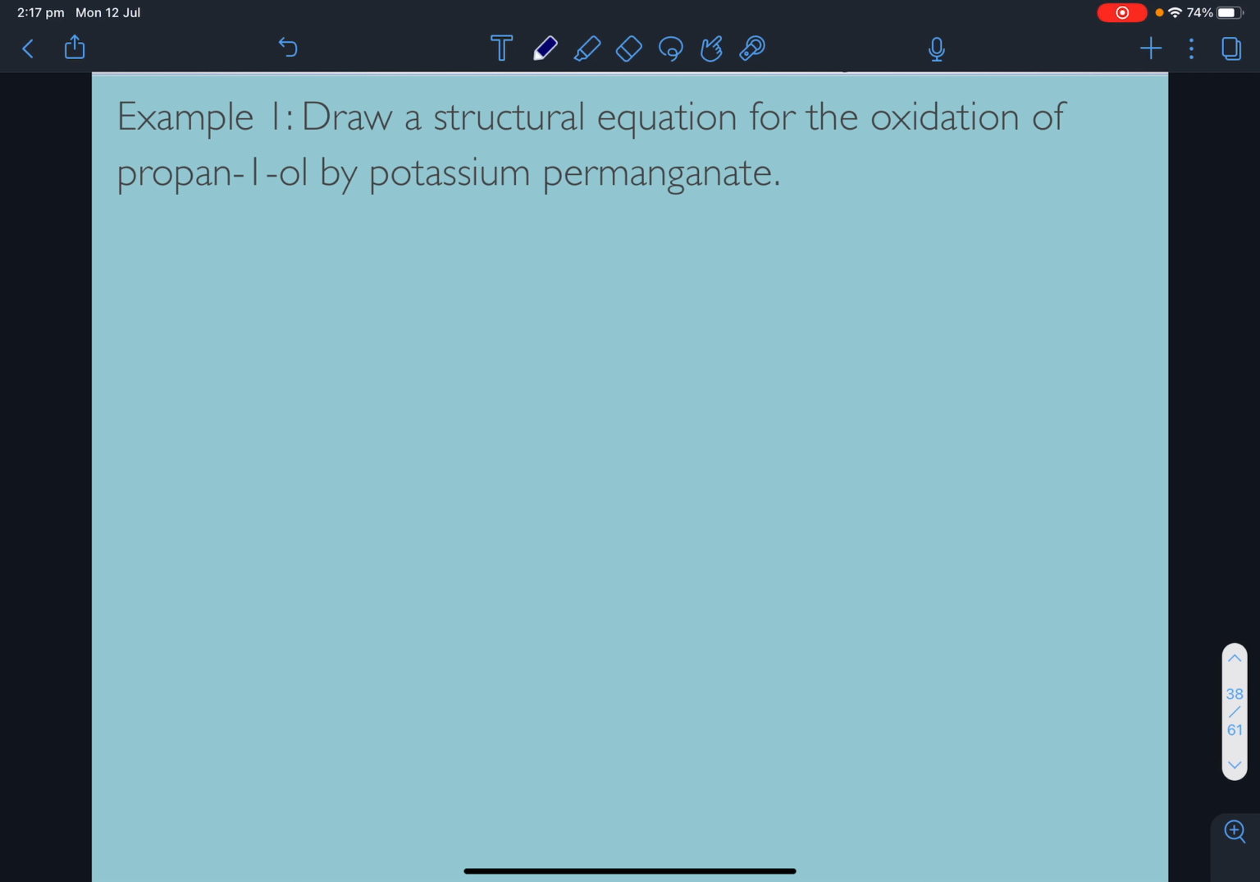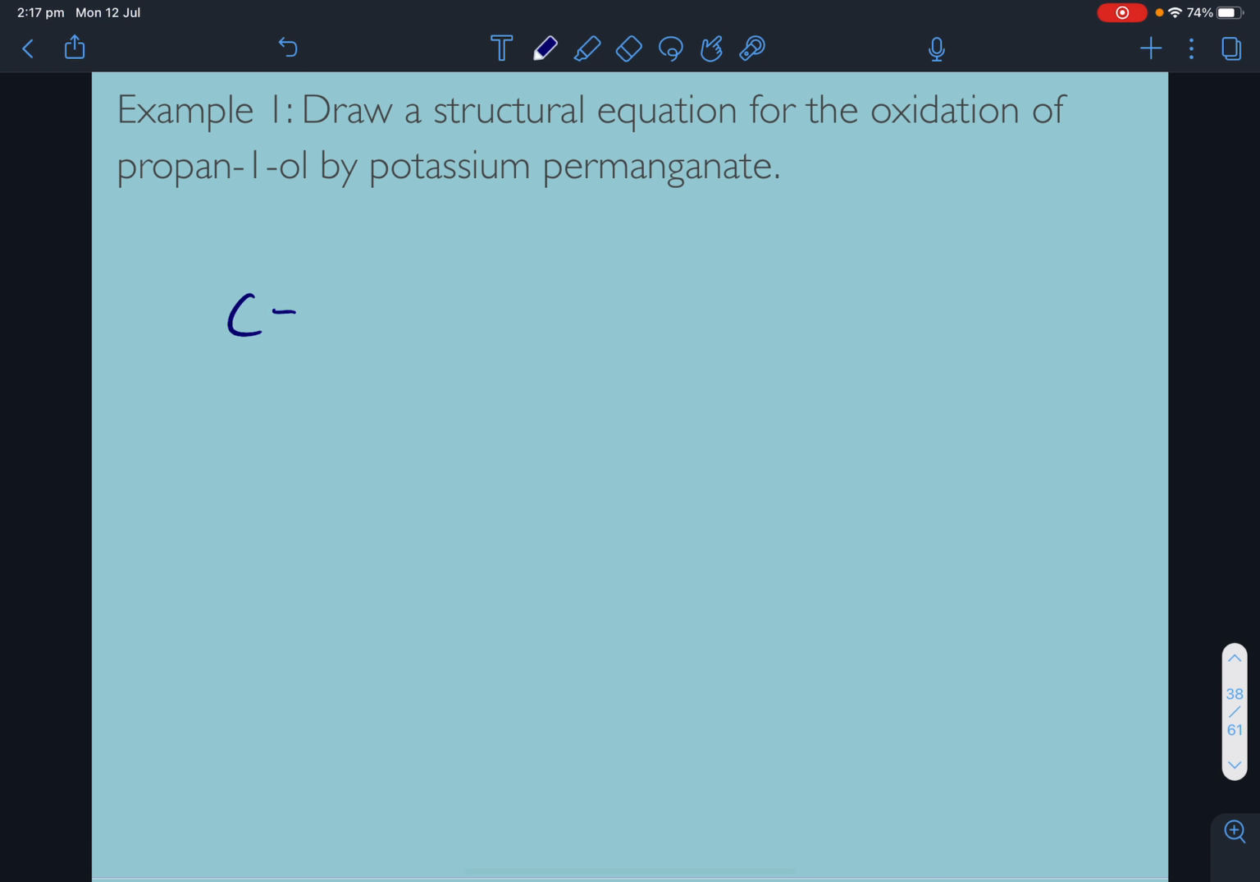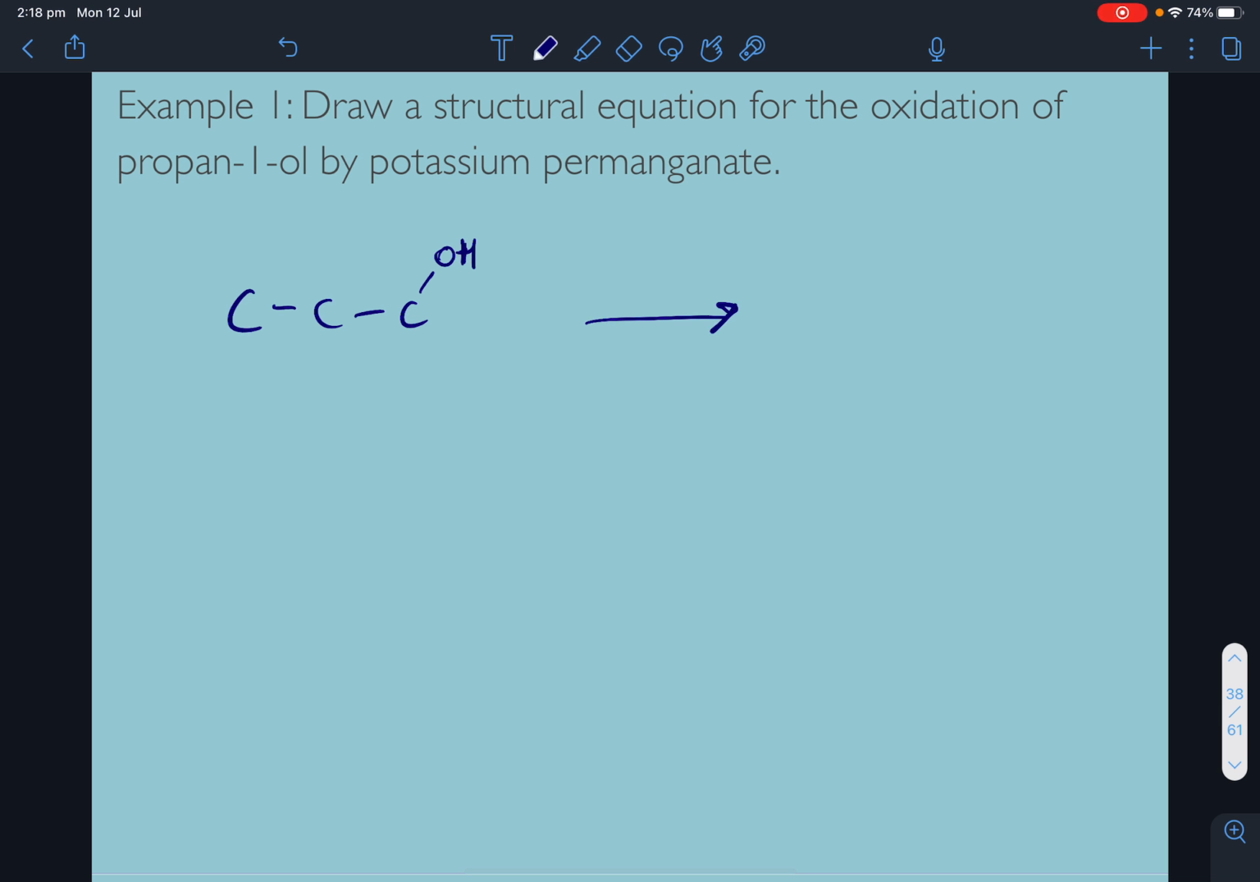Draw a structural equation for the oxidation of propan-1-ol by potassium permanganate. Draw out your reactant, meth eth prop. The alcohol is in the 1 position, so we've got a primary alcohol. I'm going to put all my hydrogens in there. By potassium permanganate, I'm just going to put the permanganate in there. The potassium is just a spectator ion. And I'm going to add heat and H+. I need acidic conditions and heat. I'm going to put my hydrogens in, because you should do that in exam. Terrible hydrogens in my scribble though.